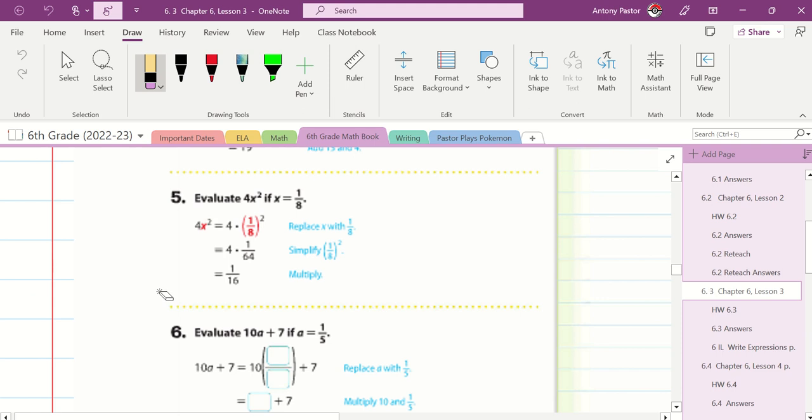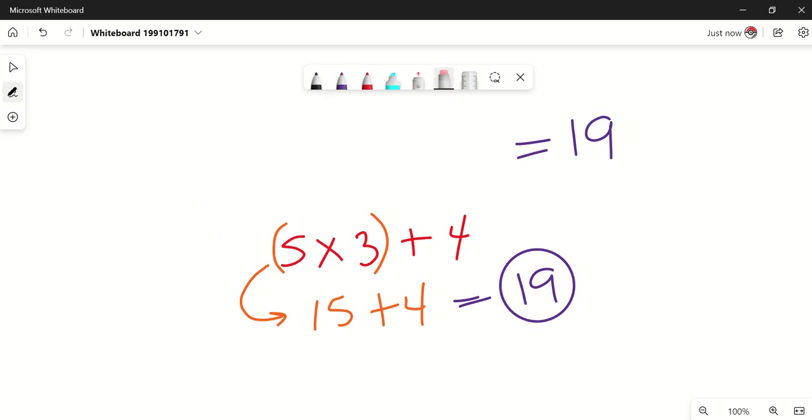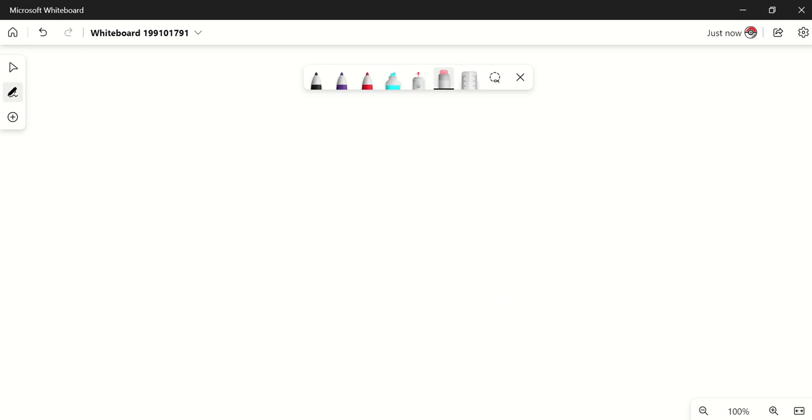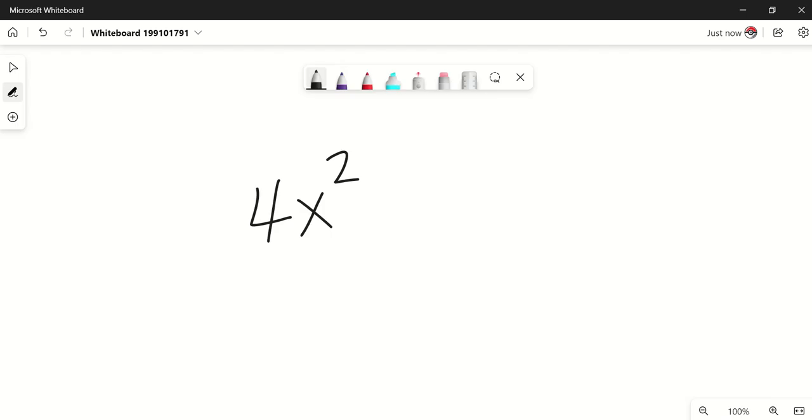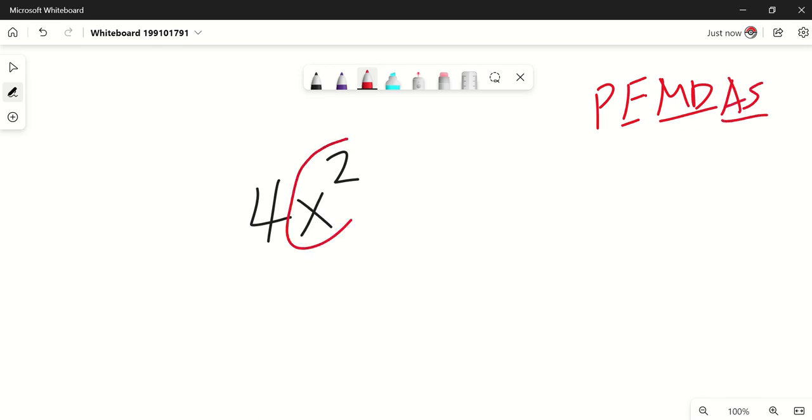Evaluate 4x squared if x equals 1/8. 4x squared if x equals 1/8. So this is where things are going to get a little tricky. Remember, PEMDAS is parentheses, exponents, multiplication and division, and then addition and subtraction. This is an expression. We will have to do that first.